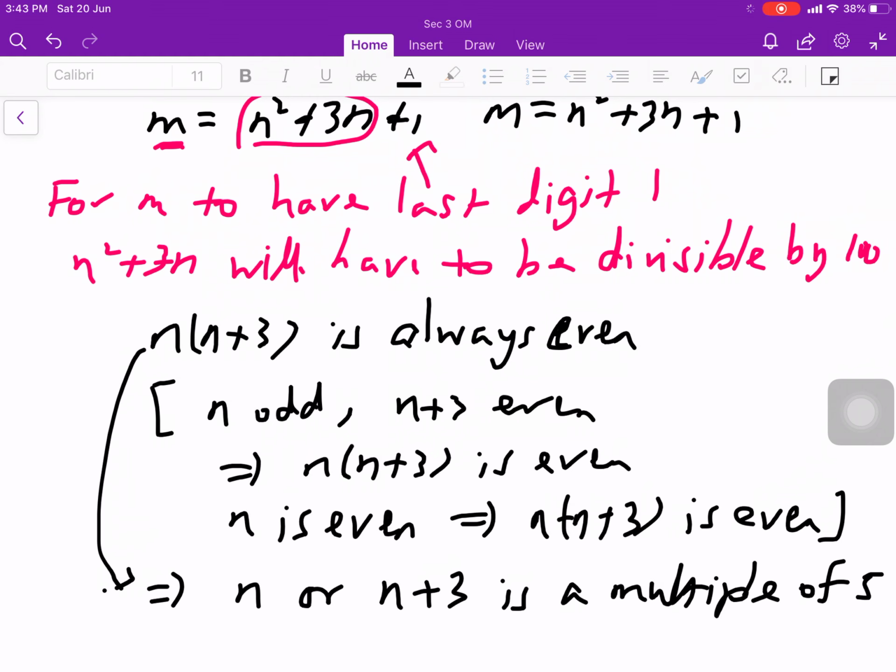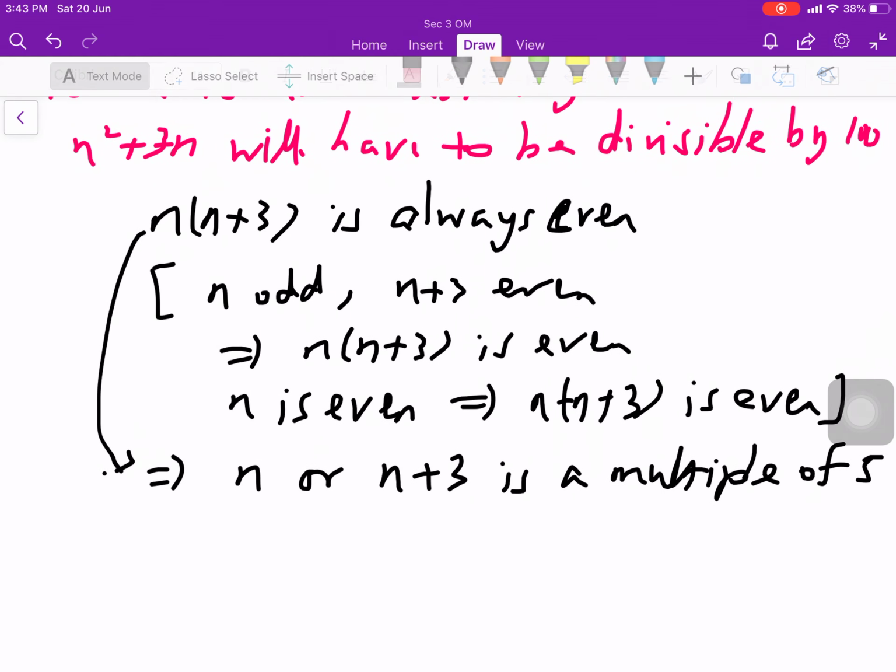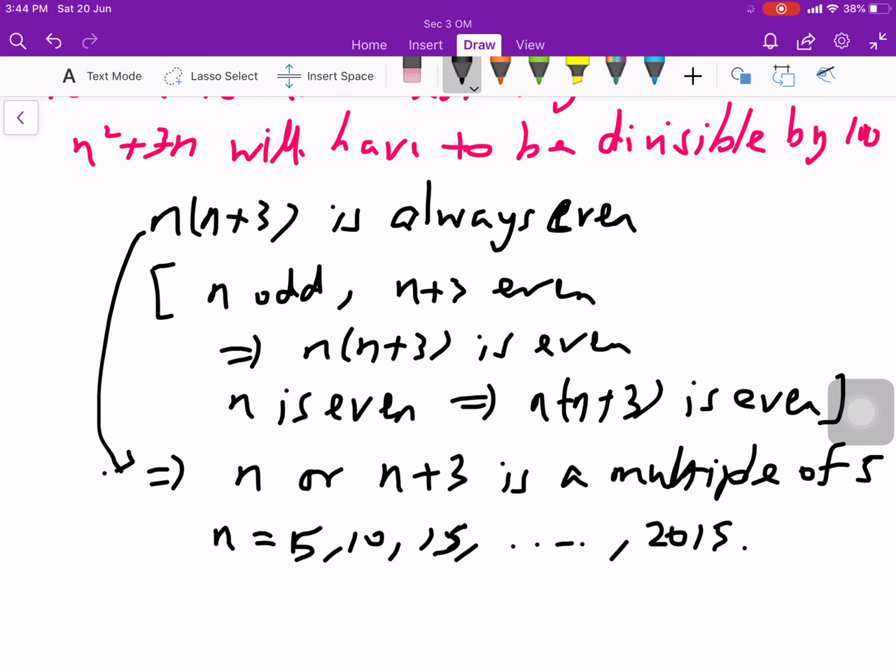For n to be a multiple of 5, it will be 5, 10, 15, and so on, and you go all the way, and the last number will be 2015. Then if n plus 3 is a multiple of 5, that means n will be 2, 7, and then 12, and you go all the way, and you can actually reach 2017.